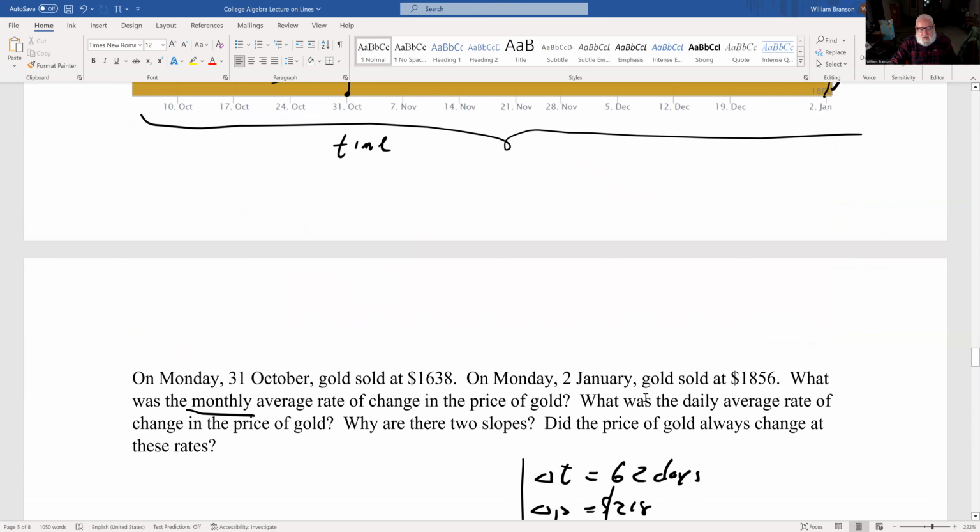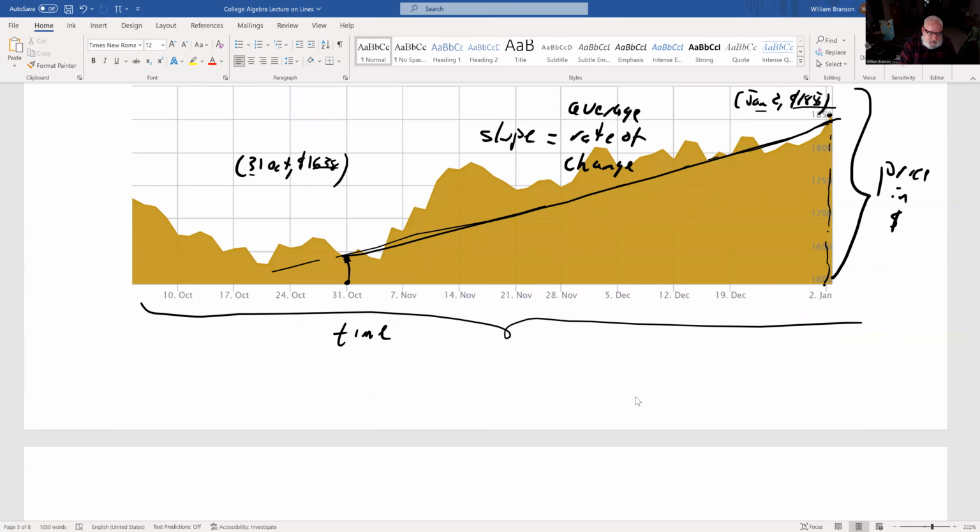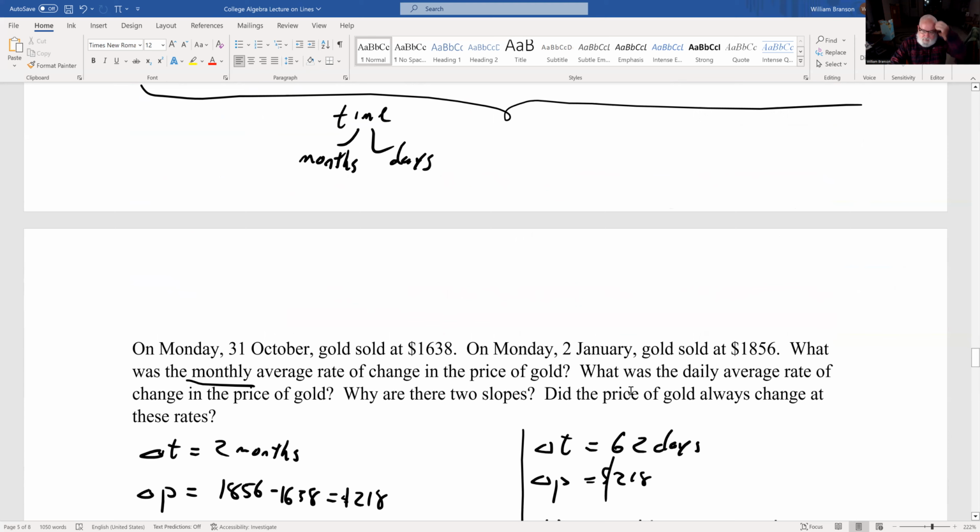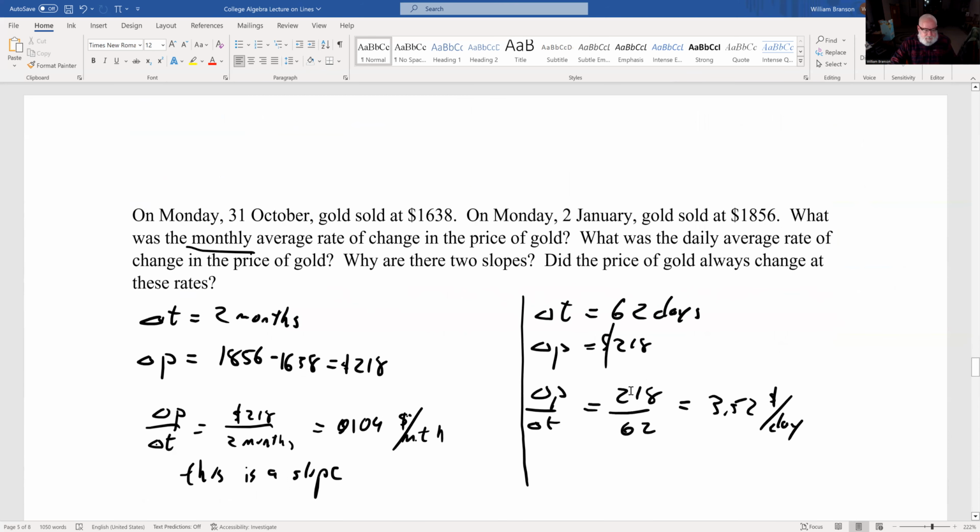Why did we get 2 different values? Because it depends on whether you measure this in months or in days. You could do either, right? But the choice of unit there actually changes what the slope is, although the actual change in the price stays the same. So you do have to pay attention to what your units are.